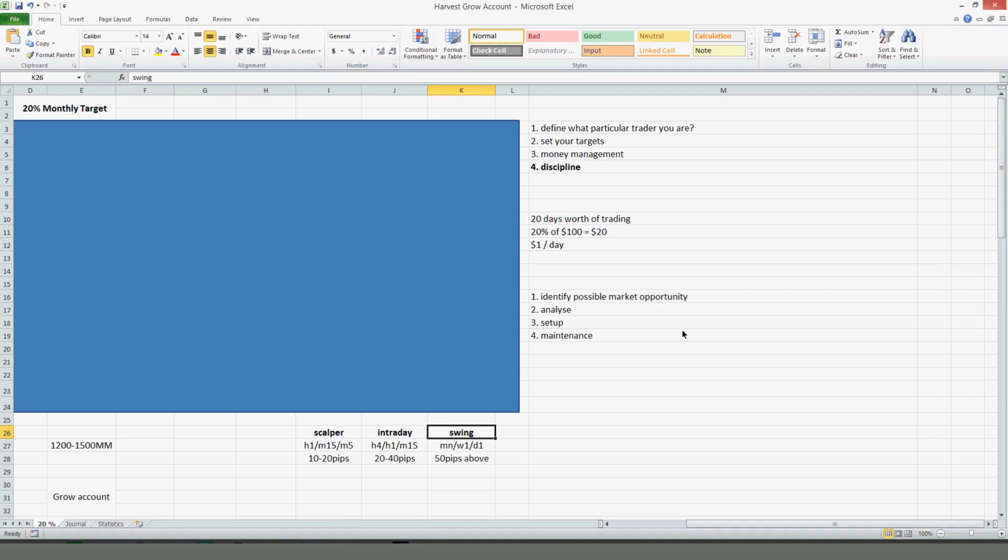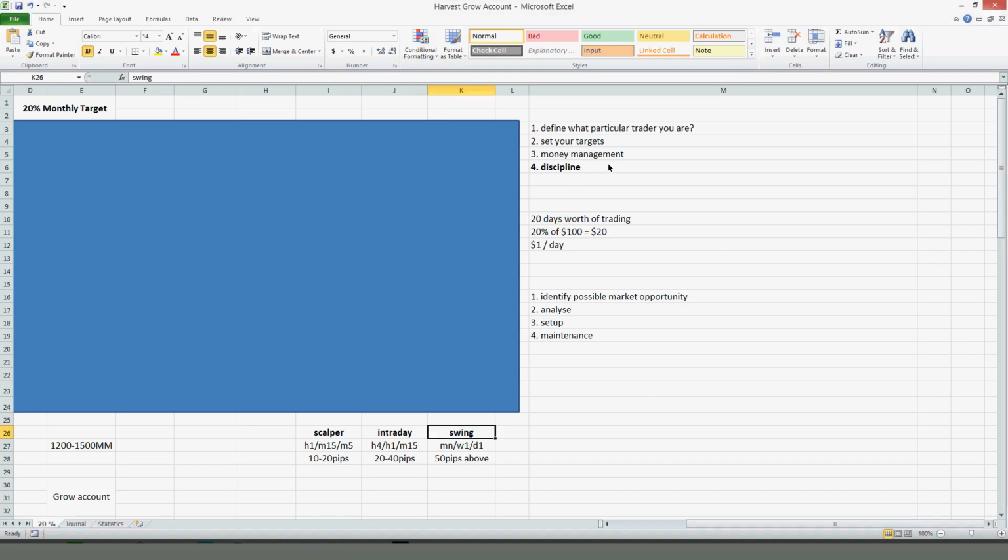So you need to make sure you are going for the setups that cater to your own time and your own trading style. Do not go into setups that do not favor your own trading style.